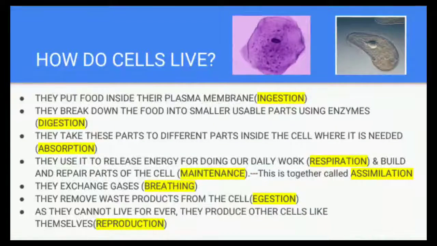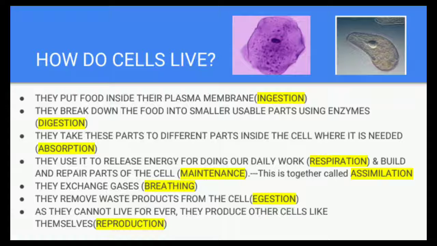Now, if we make the claim that cell and us both are almost similar, then let us examine how cells live. They also put food inside their plasma membrane. This is called ingestion. They also break down food into small usable parts using enzymes or chemicals. This is called digestion. They take these parts to different parts inside the cell itself where they are needed. This is called absorption. They use it to release energy for doing their daily work. Hence they perform respiration at one corner, and they build and repair different parts of their cell also. This is called maintenance. Thus we can say that the cells also perform assimilation.